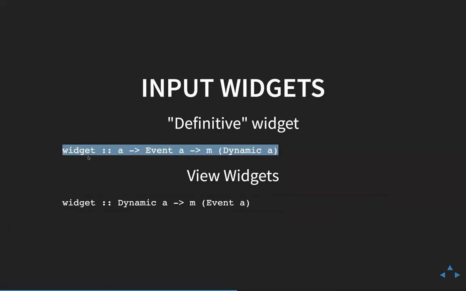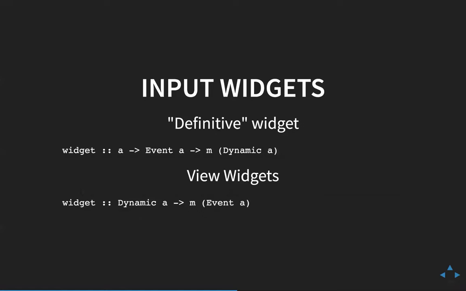If you see a widget that takes an initial value, takes an event of updates to that value and returns you back a dynamic, this is a widget that owns the thing as opposed to just being a view of a thing that someone else owns. A view widget is a widget that takes in a dynamic that was created somewhere else by something that quote unquote owns it. The view widget just gives you the view of it, puts it into the DOM, or wherever it is being used, and maybe the view widget will give you back an event of updates, because maybe that widget had a control that allows the user to update the viewed thing.